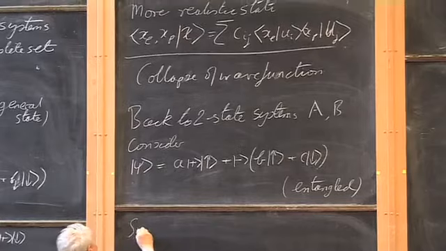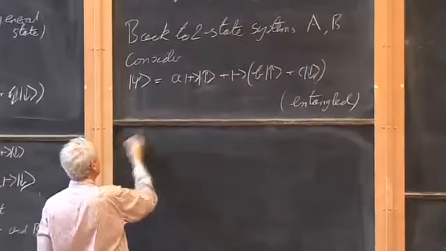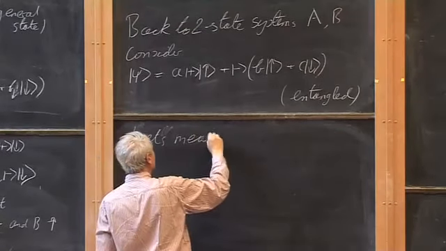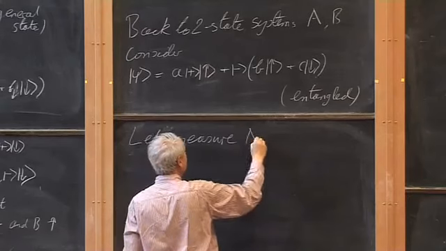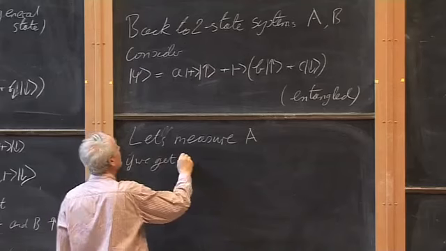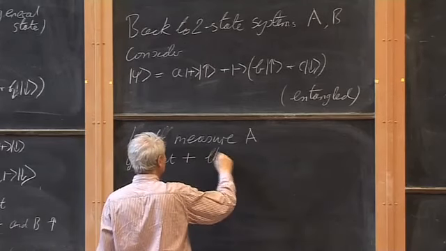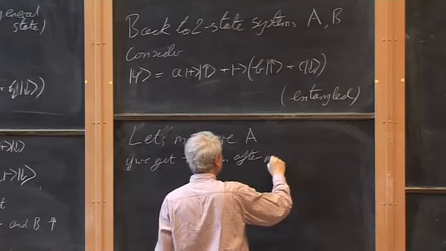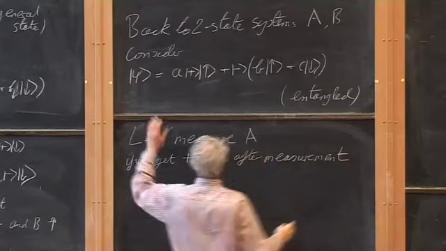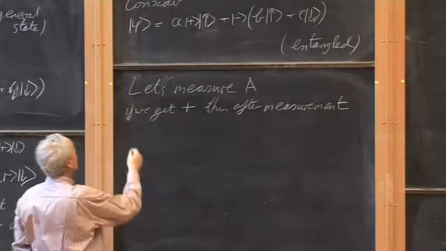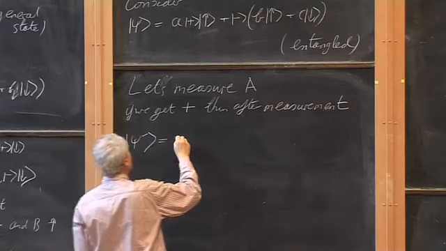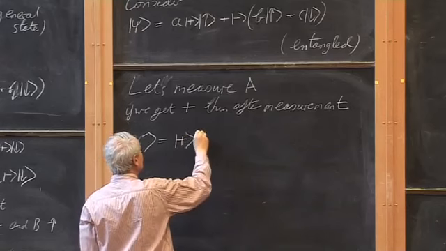Okay. Now suppose we measure subsystem A. If we get plus, then after measurement, the theory says, the dogma is, I'm not going to justify this, I'm stating this as a conjecture, that the state of the system now goes to psi primed, which is equal to plus up.